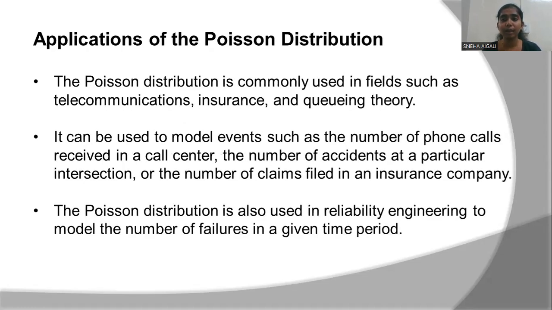Next up here, we have the applications of Poisson distribution. The Poisson distribution is commonly used in fields such as telecommunications, insurance, and queuing theory. Poisson distribution can also be used to model events such as the number of phone calls received in a call center, the number of accidents at a particular intersection, or the number of claims filed in an insurance company. Poisson distribution is also used in reliability engineering to model the number of failures in a given time period.